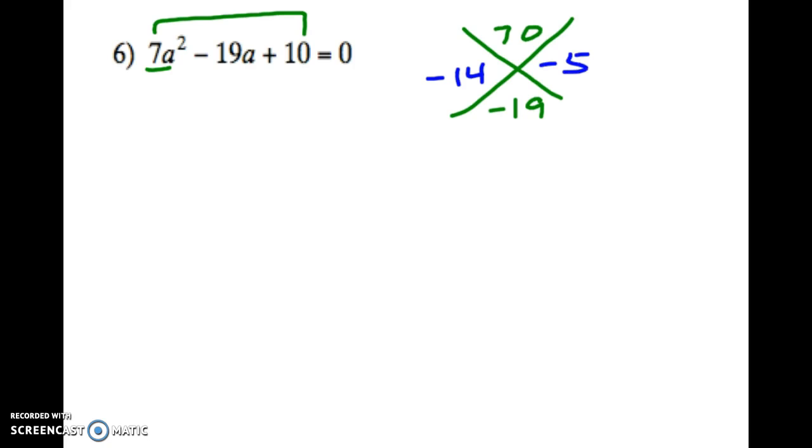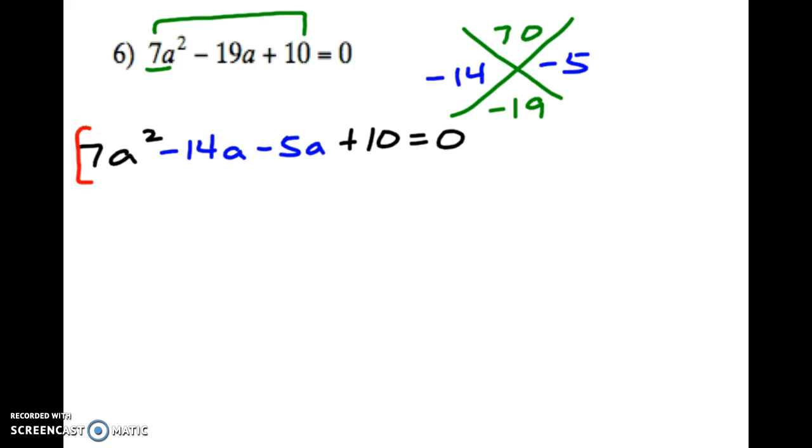I don't know if you're used to factoring using this method, but then what we do in this case is the 7a squared and the plus 10 remain. The negative 19a gets replaced by the minus 14a and the minus 5a. So we're using the two numbers we got from our x in the middle here. Notice if we add them back up, the negative 14 and the negative 5 would give us the negative 19 that we started with.